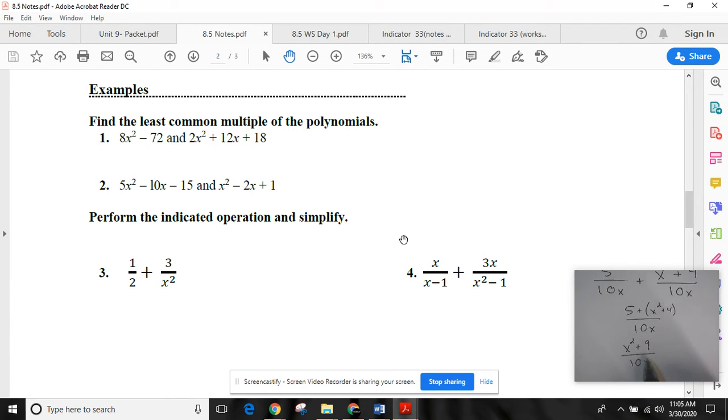And obviously, we all know that we can't cancel those x's and x squared, because whatever we do to one term, we have to do to every term.